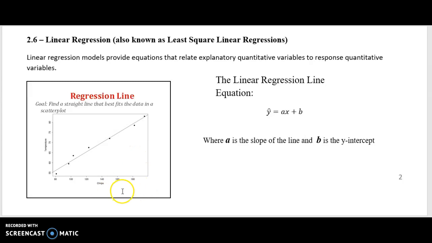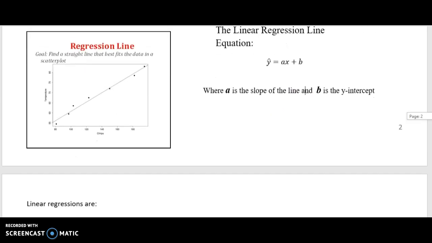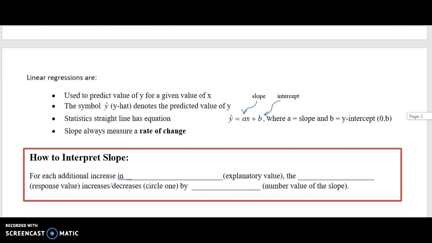So here we have number of chirps of a cricket. Some scientist is counting the number of chirps in a minute, and they're also measuring the room temperature. And you can see that these points have a line that looks like it describes pretty well that as the number of chirps increases, the temperature in the room is also increasing. So in y hat equals ax plus b, a is the slope of the line, and b is the y-intercept, just like you did in algebra, but you may have called it mx plus b.